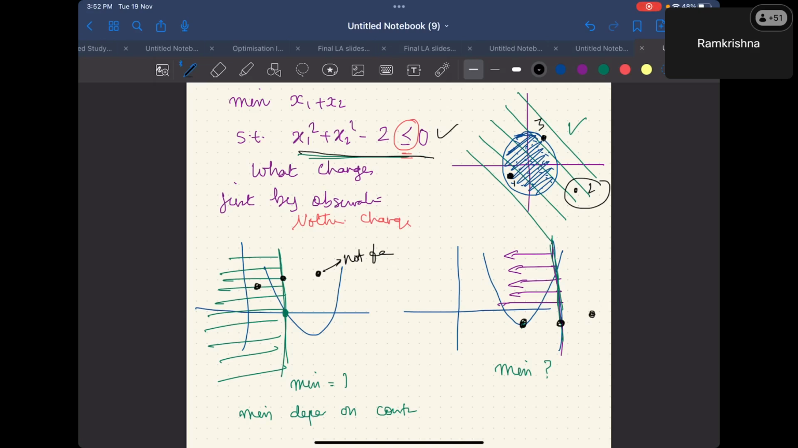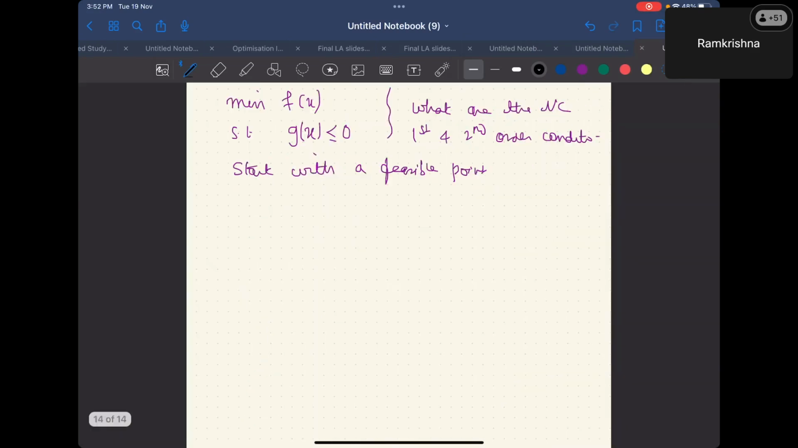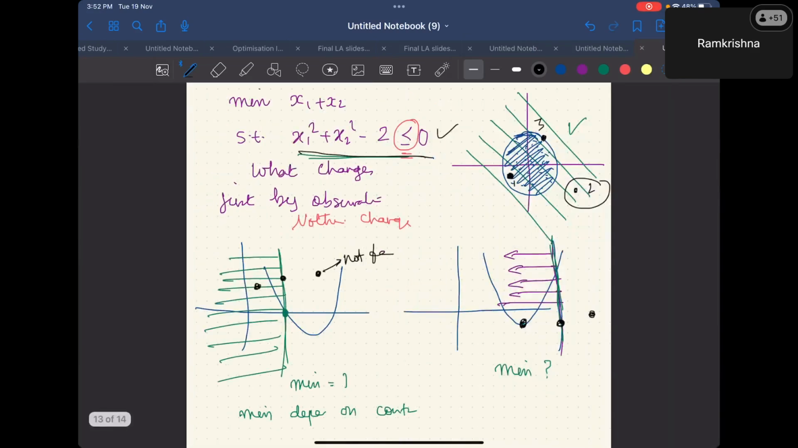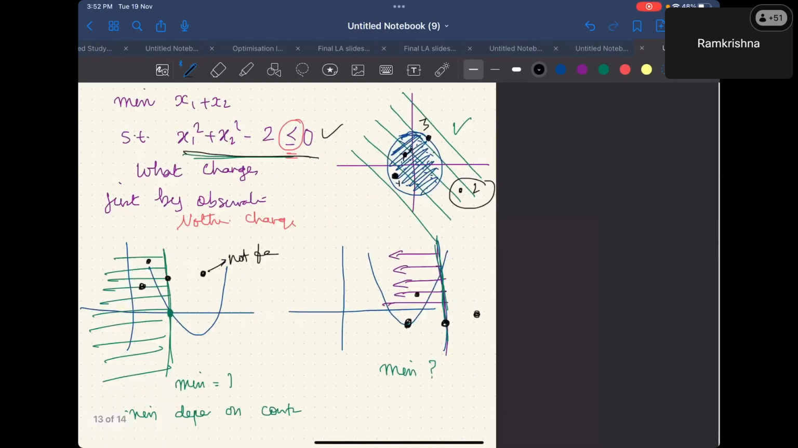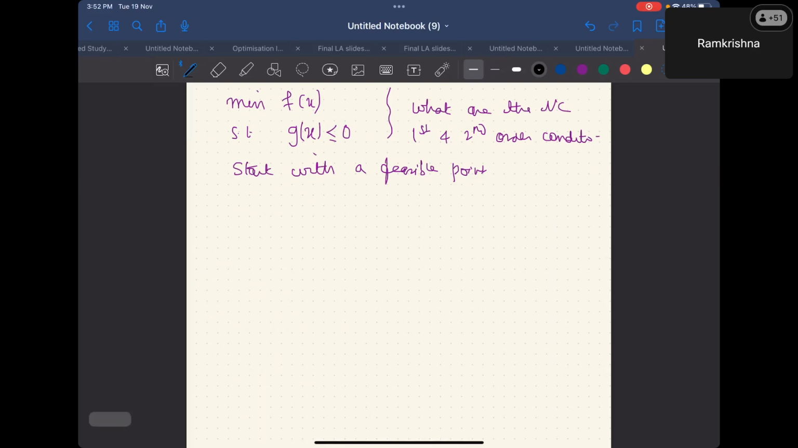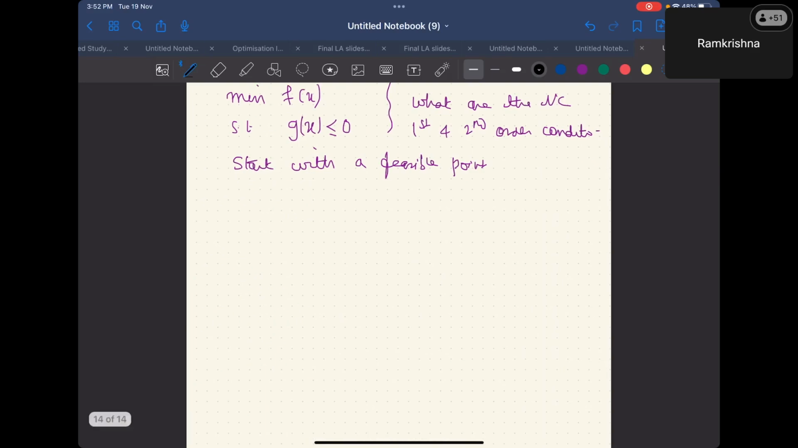Now I start from a feasible point, say from this point here, and keep searching for a minima. Or here I start from here and keep searching for a minima, or here maybe I start from here. So I start with a feasible point, and I have to move in certain directions.